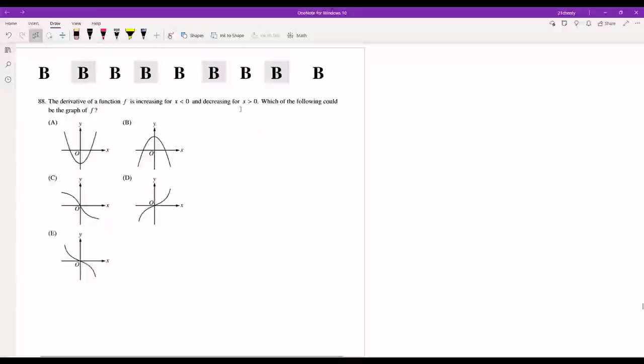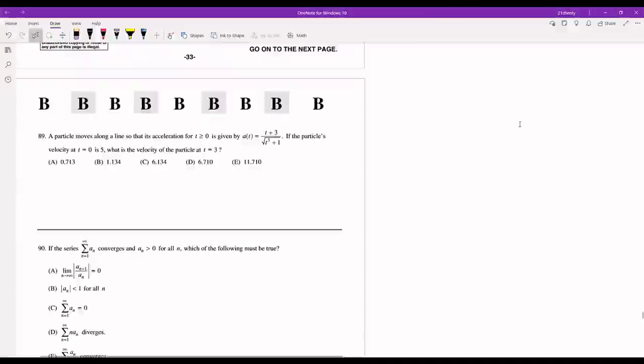Okay, moving on to 88. The derivative of a function is increasing for x less than 0 and decreasing for x greater than 0. Which of the following could be the graph of f? So the derivative of the function is increasing for x less than 0, which means there's a positive f double prime, so it's concave up for x less than 0. By the same logic, it's concave down for x greater than 0, which means it must be E.